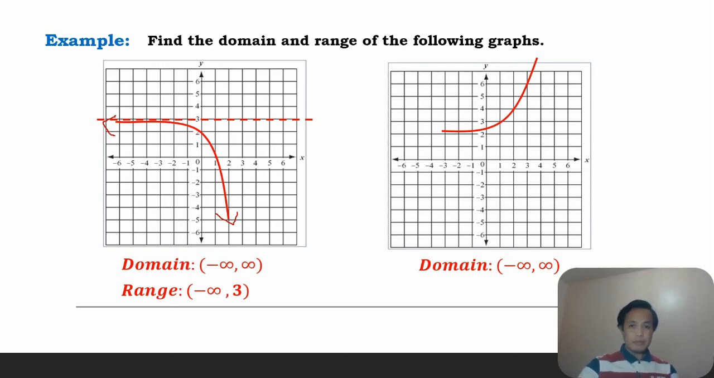Okay, let's proceed to the second graph here. We have this graph. For example, we draw the horizontal line, the horizontal asymptote. Now, our horizontal asymptote is y equals 2. Therefore, our range shall start from positive 2 up to positive infinity. The 2 here is our horizontal asymptote of the graph, up to positive infinity, because the graph will move infinitely upward and infinitely closer to 2.